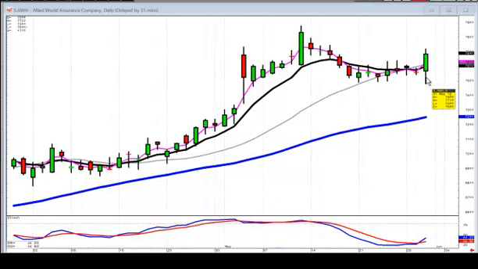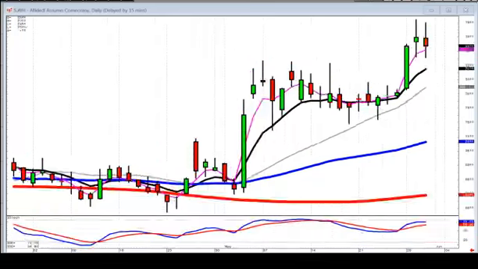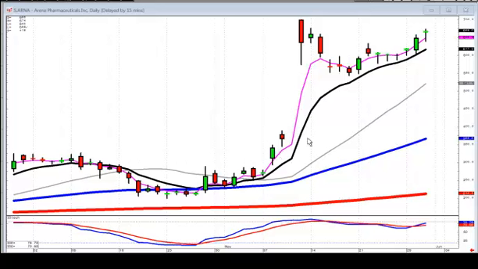As we can see in AWH, Allied World Assurance, starting back up. Over the past few days, VHC performed very nicely, coming out of a fry pan bottom breakout. And ARNA also coming out of a fry pan bottom breakout.